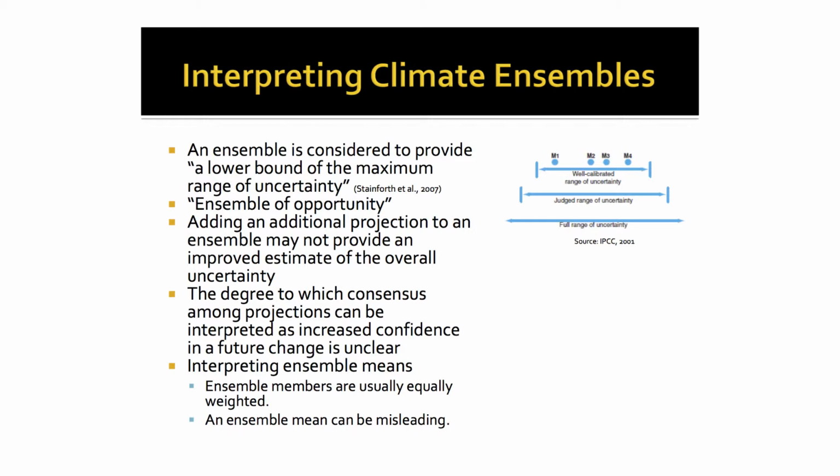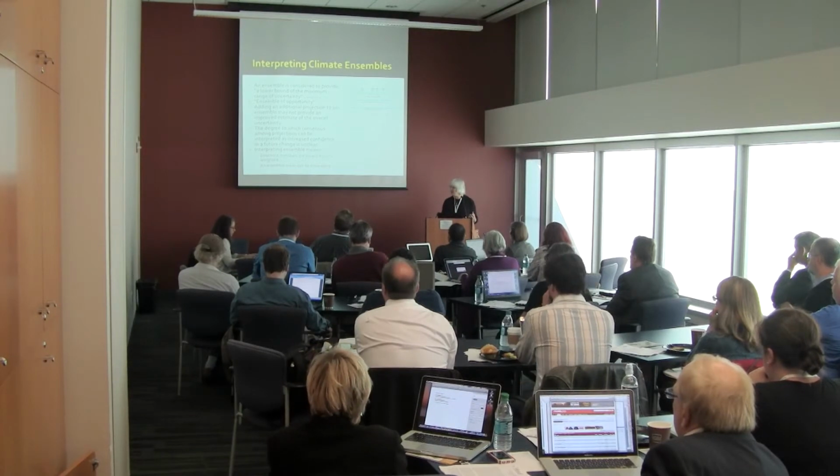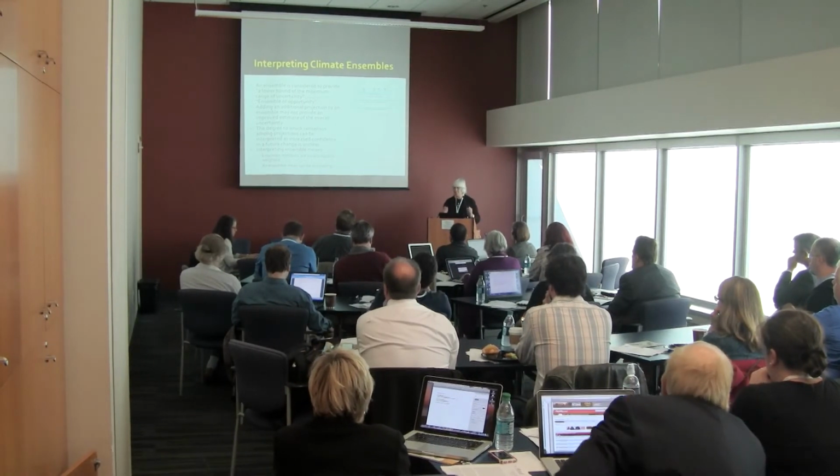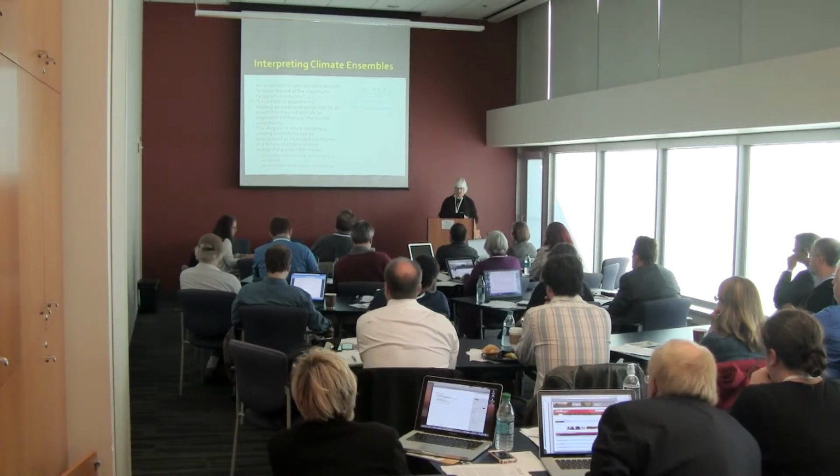Generally, if you think of these M1, M2 as just referring to models, then that range is what is often referred to as the well-calibrated range of uncertainty, or the lower bound of uncertainty. Of course, these models are really just an ensemble of opportunity, what you have available. The full range is larger than the calibrated range, but hopefully not by too much, so that by the choice of models you are capturing a good share of it.